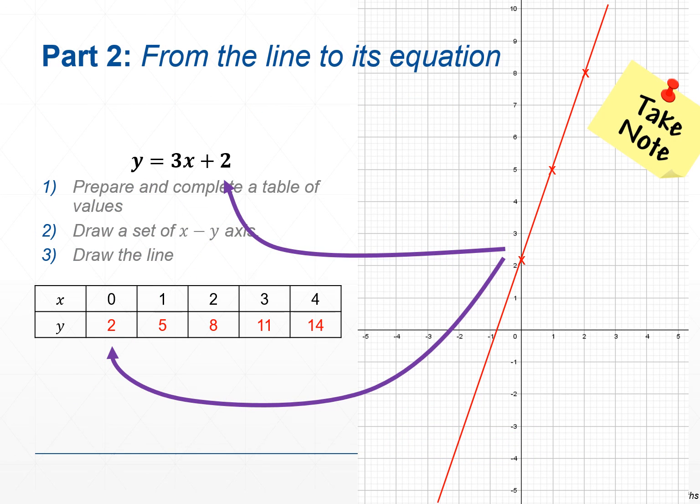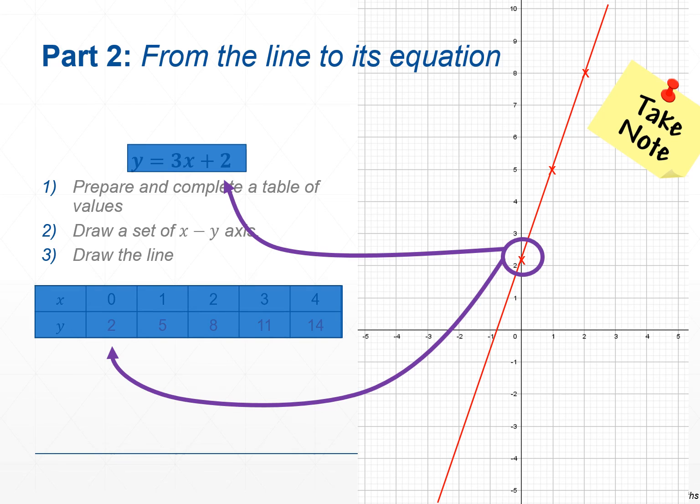So the last thing I would like to mention on this slide pack is, what are you going to do if instead of being given a table of values or 2 points, you're given a line? So like the example on this slide. Well, what you can do is, using your graph, you can have a look and extract some points from the line and draw your table of values yourself.